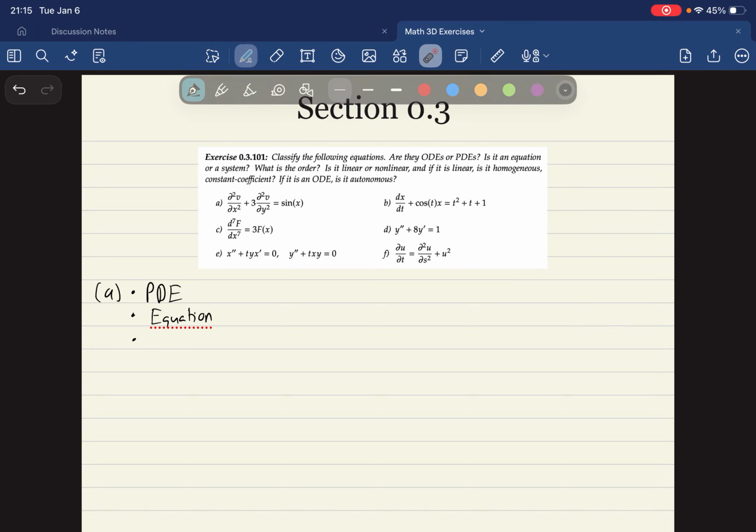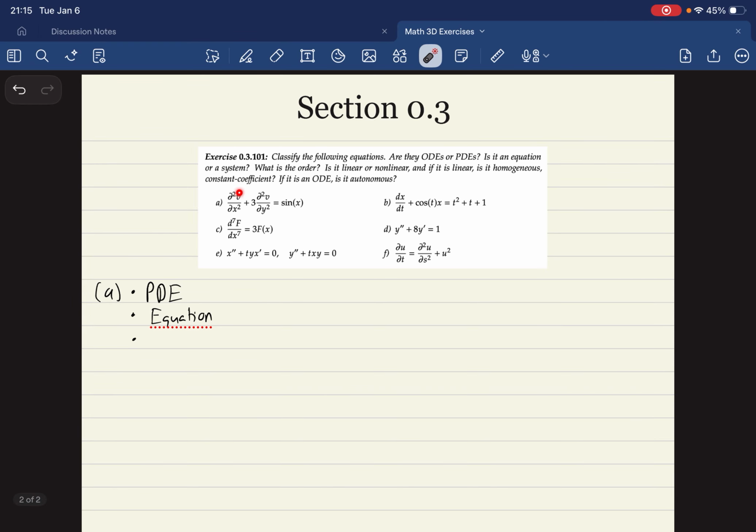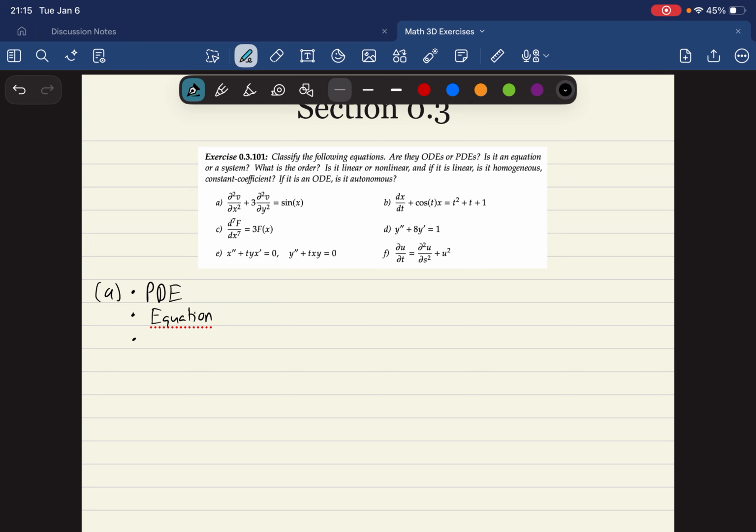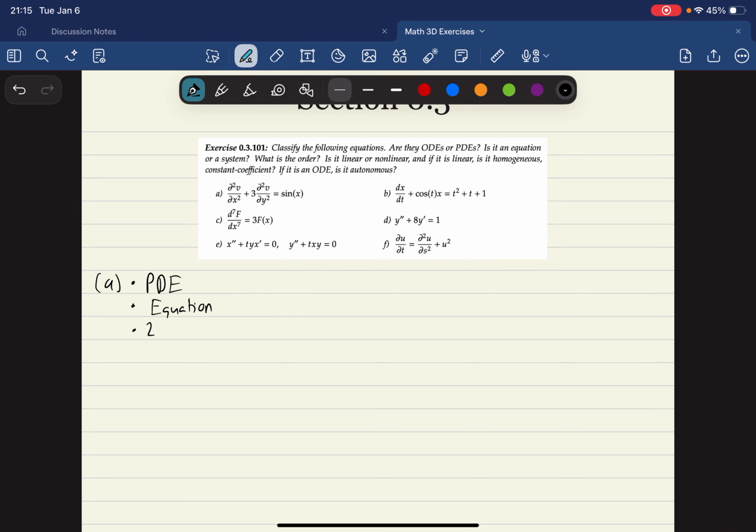What is the order of this equation? Well, the order by definition is the highest order derivative occurring in the equation. Now, the two derivatives that I see are both second order, so the highest order derivative has order 2, so this is second order.